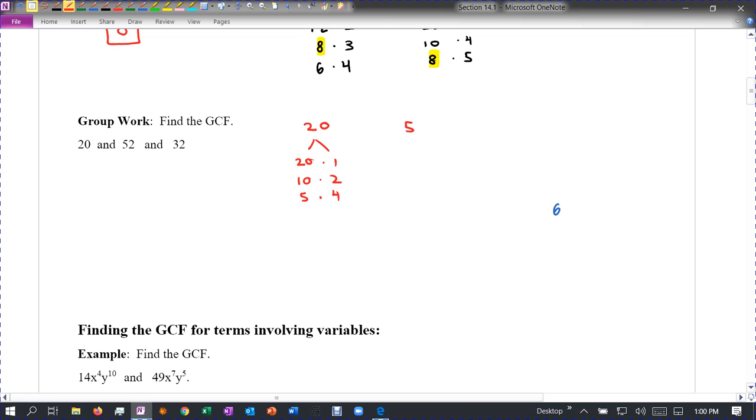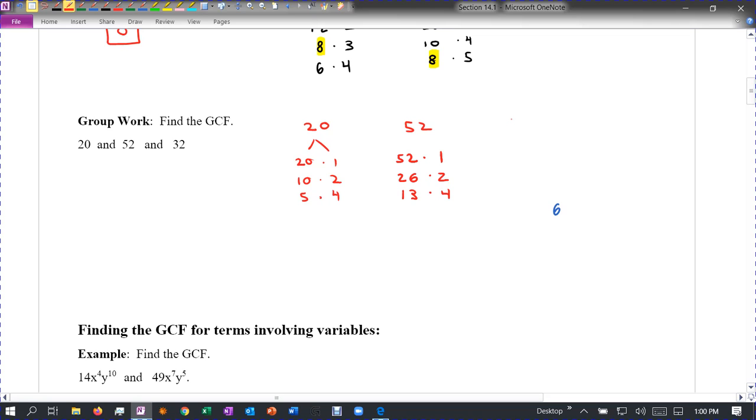Okay, what about 52? 52 and 1. 2 goes in there 26 times. 3 does not go in there. 4 goes in there 13 times. You could use a calculator to do this. 5 doesn't, 6 doesn't, 7 doesn't, 8, 9, 10. No, I think that's it.